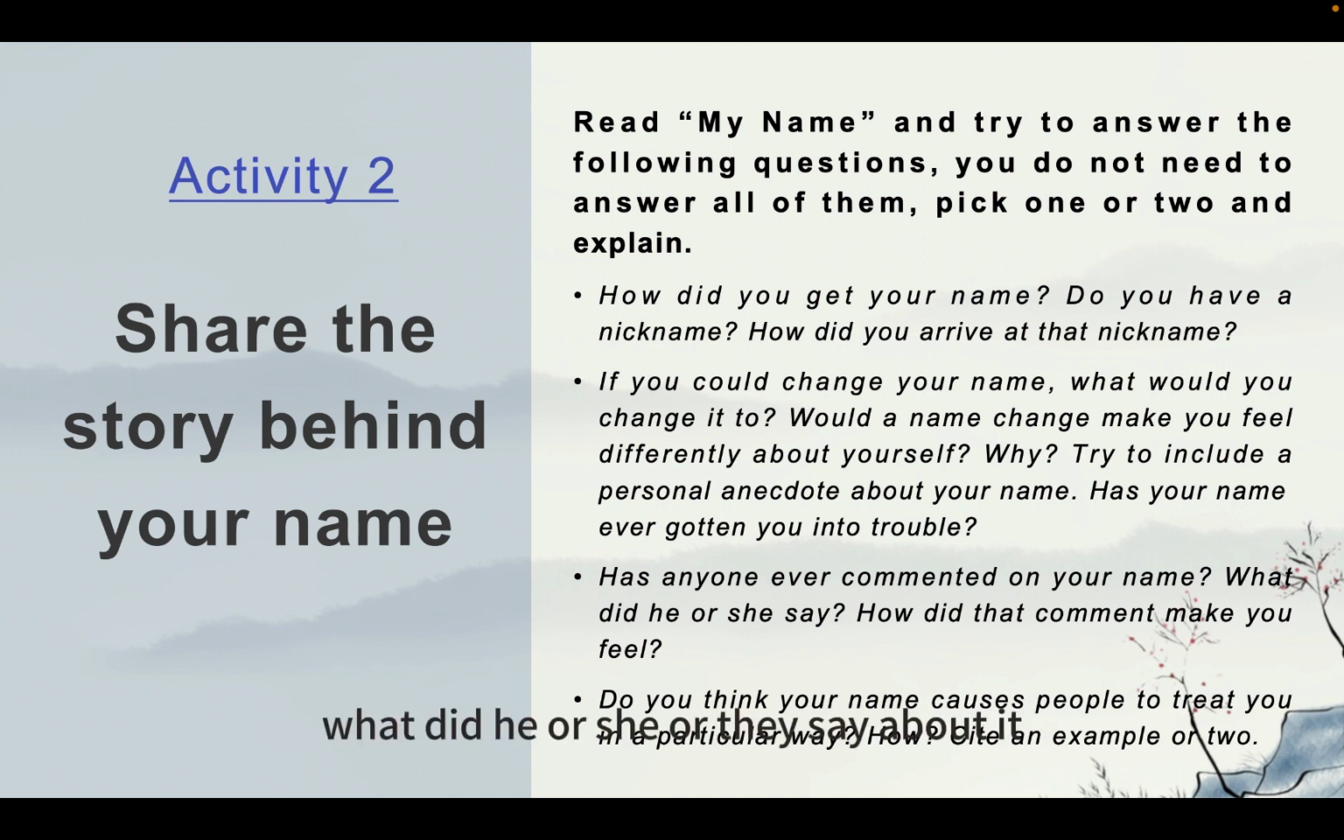What did he or she or they say about it? How did that comment make you feel? Do you think your name causes people to treat you in a particular way? How? Set an example too.